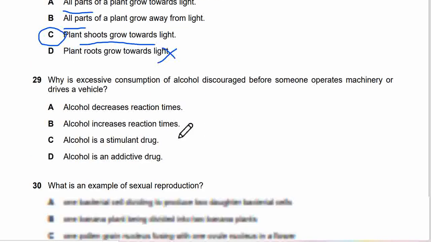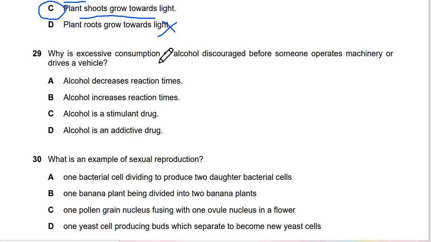Next, question 29. Why is excessive consumption of alcohol discouraged before someone operates machinery or drives a vehicle? Alcohol is known to decrease reaction time, so it will be dangerous if someone consumes excessive alcohol before driving. So the answer will be A, decrease reaction time.